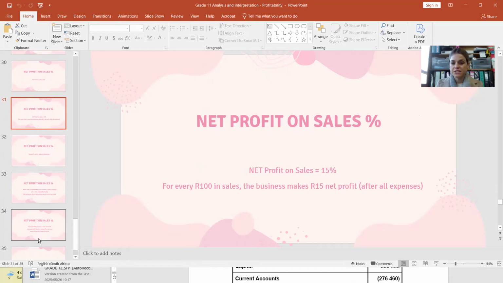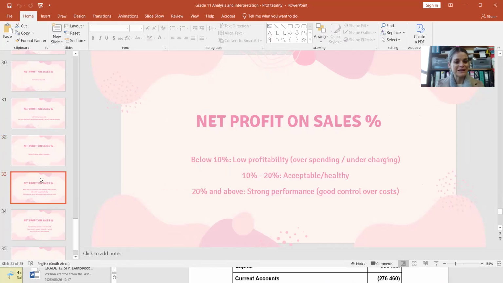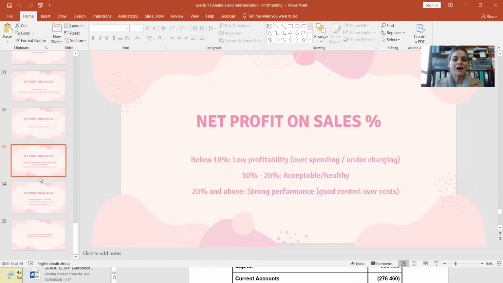So if you have 15% net profit on sales, it means that you are retaining only 15 Rand for every 100 Rand in sales. Once again, no specific norm here. It's industry dependent. However, you can look at it the following way. If it is below 10%, you're going to say that you are concerned.